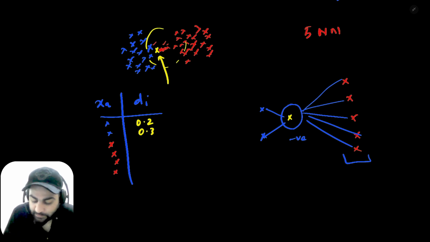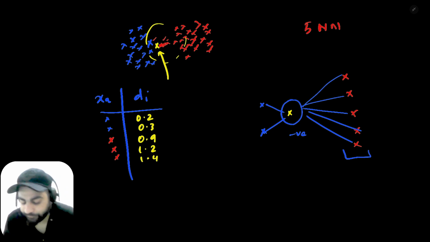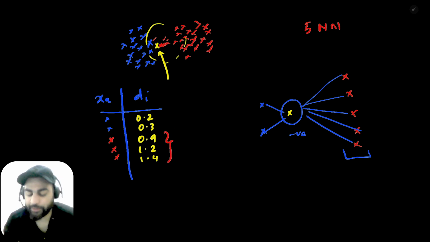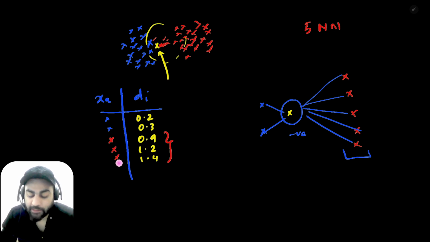or maybe 5NN. Okay, so if you see the distance from our query point to these red points, let's suppose this is 0.9, then this is 1.2, and this is 1.4. By majority vote, these red points win. Because if we check the 5 nearest neighbors, you are obviously seeing that 3 points are the neighbors, but it looks like it should obviously have been classified as blue.